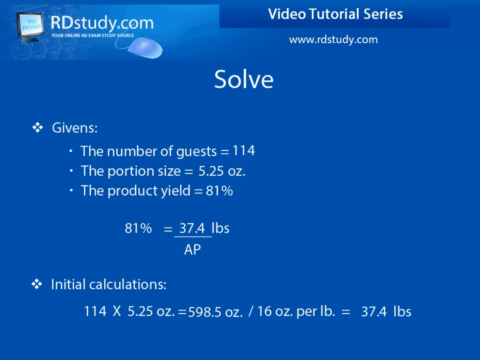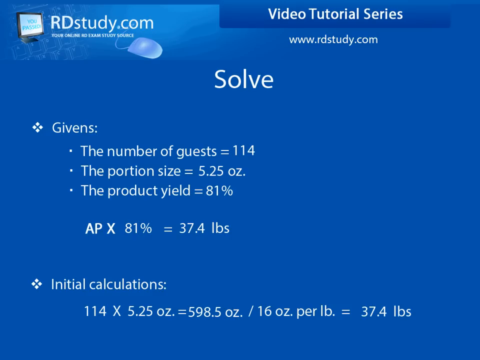First, cross-multiply to eliminate the fractions. Do not forget that there is a 1 under 81%, so we will put it there to show all steps. Cross-multiply 81% times AP to get 81% times AP. Then multiply 1 times 37.4 to get 37.4. The fraction is now gone, but AP is still not yet isolated.